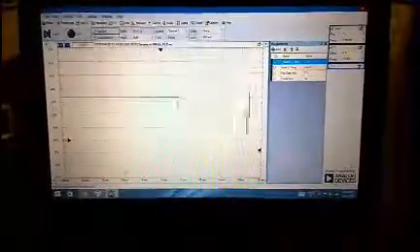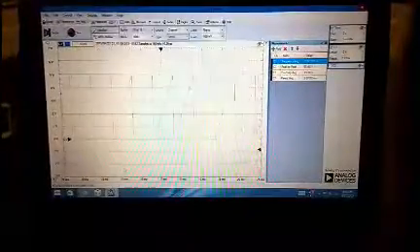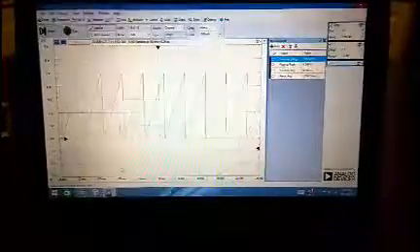So we're looking at the sine wave at 100 hertz now, at 200, and we can see that incrementing through. The last one is the sawtooth, and so we can see the incrementation there as well.